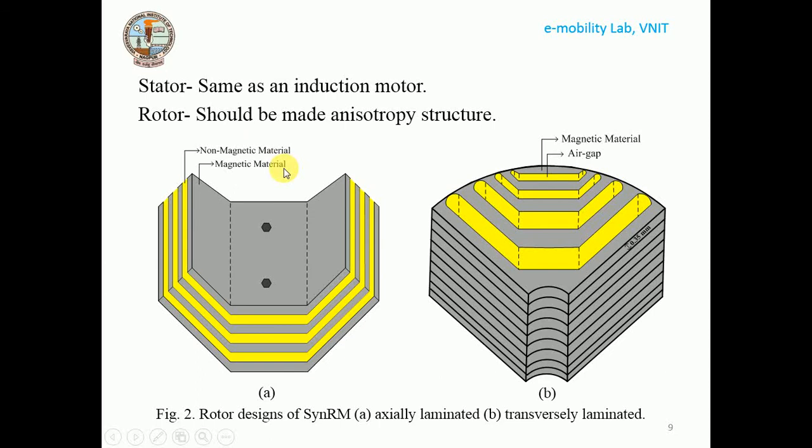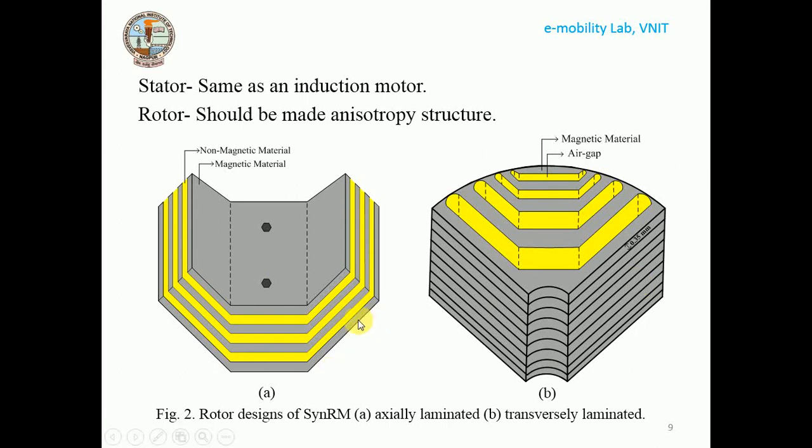In literature we have two types of rotor. The rotor should primarily be made anisotropic in structure. What is anisotropy? If the structure is similar from all views, it is called an isotropic structure. If the structure has some dissimilarities in the view, it is called an anisotropic structure. So here we can see one structure and another structure. Both represent the synchronous reluctance rotor.